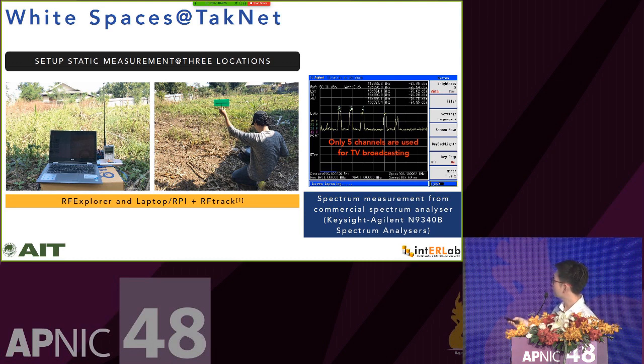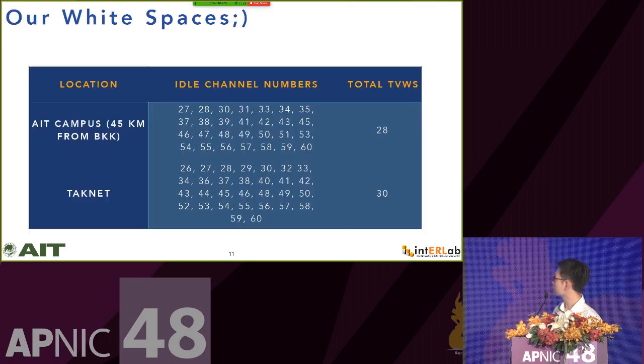And here, this is the result from the commercial spectrum analyzer, a Keysight. We compared the results and both have the same result. We found that only 5 channels are being used in those areas. And this is the summary of our results.